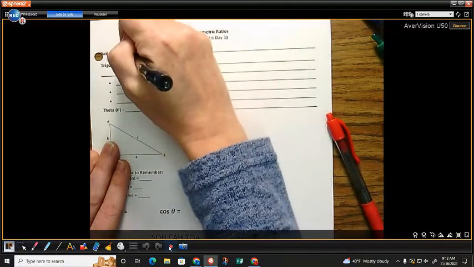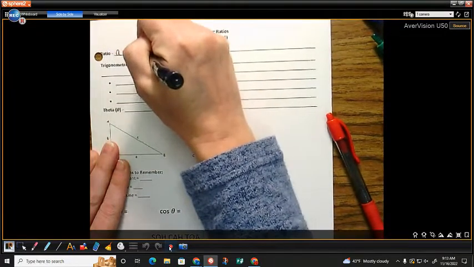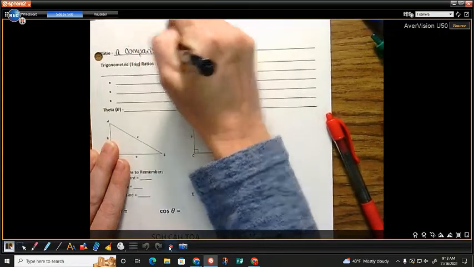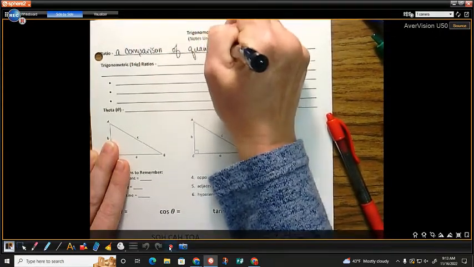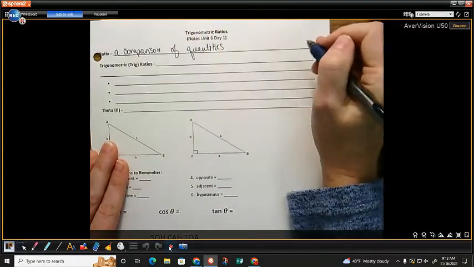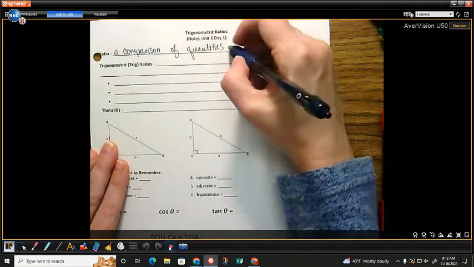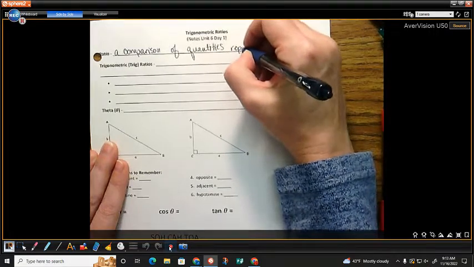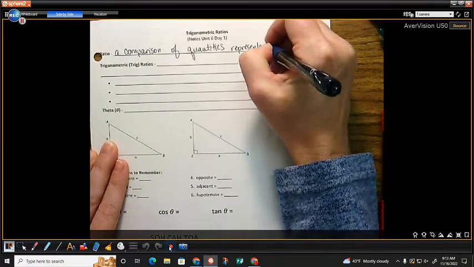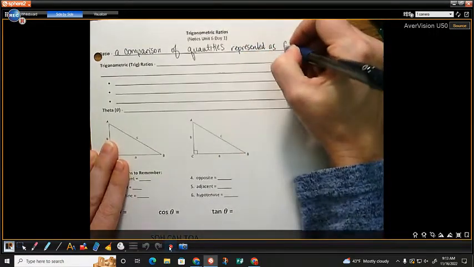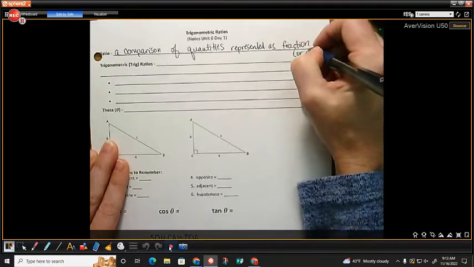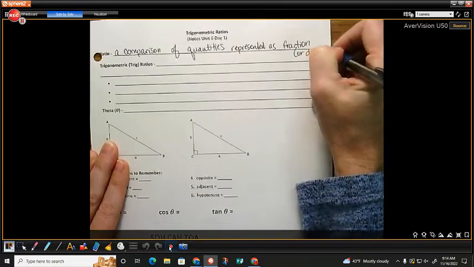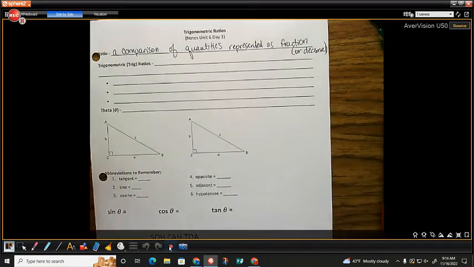So it's a comparison of quantities. You know what quantities are, right? Yes. Like numbers, amounts. And it's represented as a fraction. Can it be represented as a decimal? Yes. Yeah, you can represent fractions as decimals. 1/2 is 0.5.